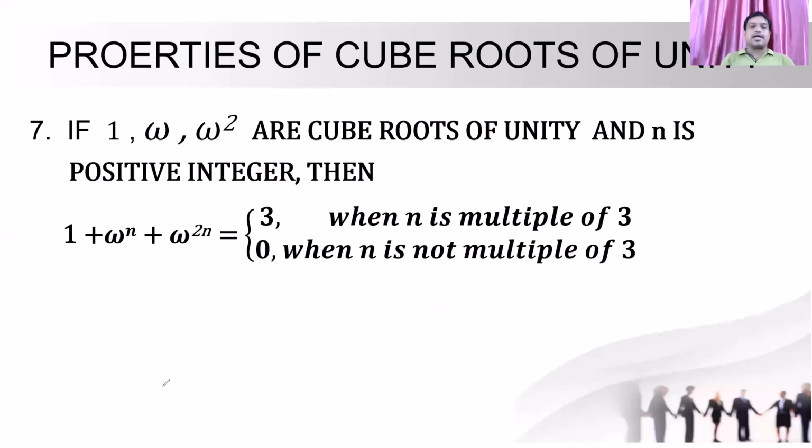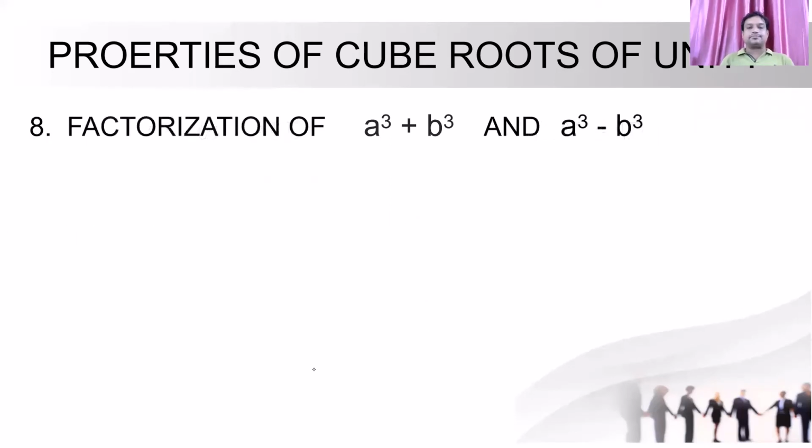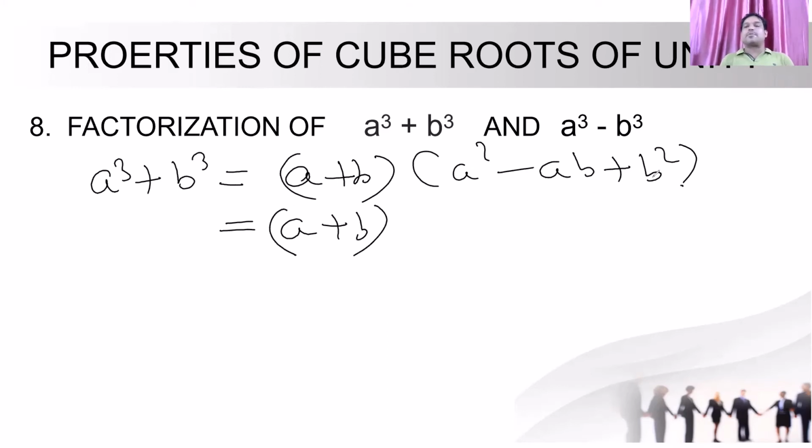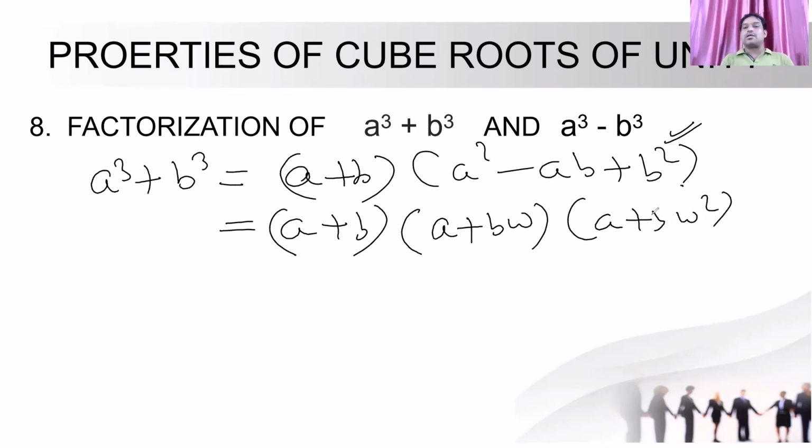So now this property also completed. Now we'll come to the next property. Property number 8: factorization of a cube plus b cube. We know the algebraic formula: a plus b into a square minus ab plus b square. We are not factorizing a square minus ab plus b square in algebra, but in complex numbers it is possible. It is a plus b omega into a plus b omega square. You can check it by multiplying these two, you'll get this value. So you have to remember a cube plus b cube.